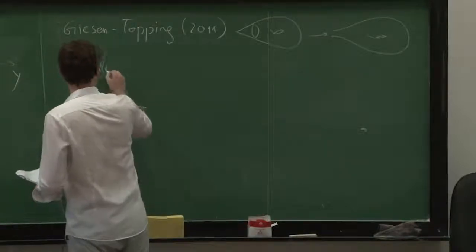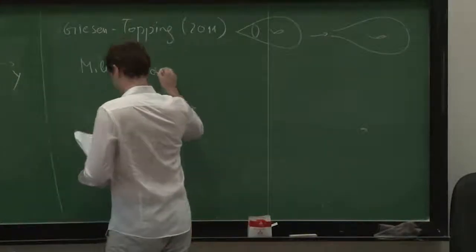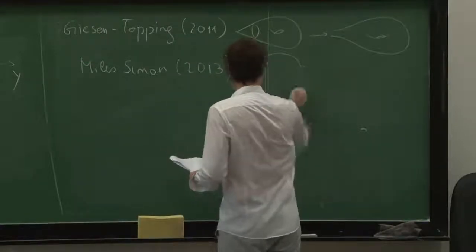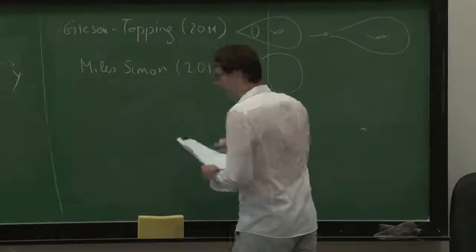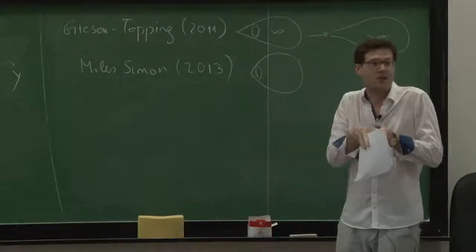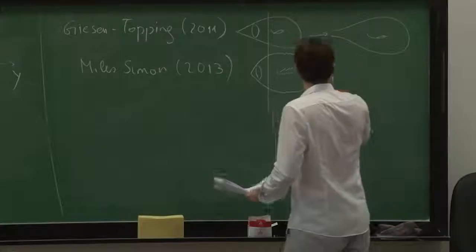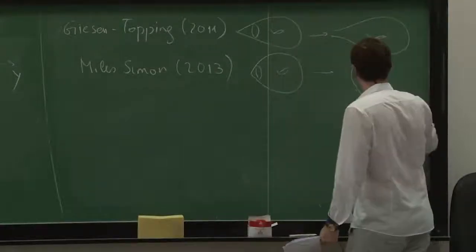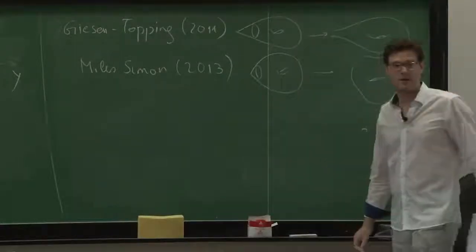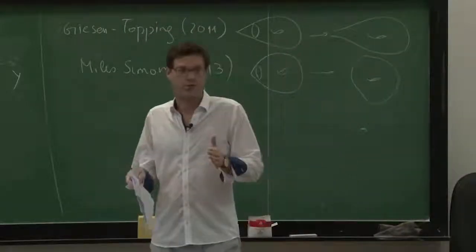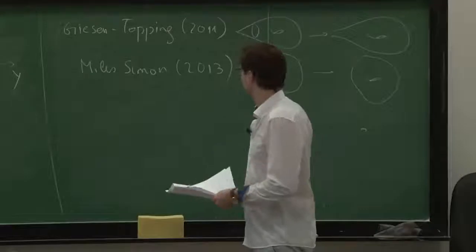Miles Simon, 2013, takes something singular. Actually, the cone angle is kind of big such that it's only a Lipschitz singularity. But if you have a Lipschitz singularity, the Ricci flow actually smooths the manifold out. So you can have the situation that the singularity is smoothed out under certain conditions.